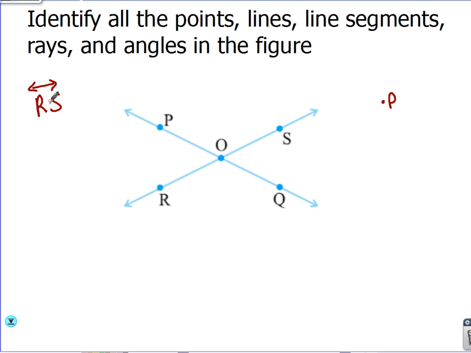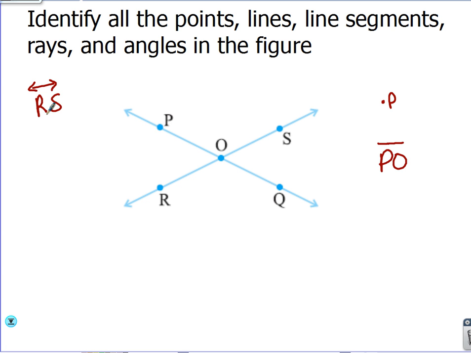Next up, give me a line segment, Vanessa. Any line segments. I can't see. I'm sorry. No. Okay. So we have line segment PO. And to write a line segment, you'd put your letters with a segment over the top. Or some people, again, just write out the words line segment PO.